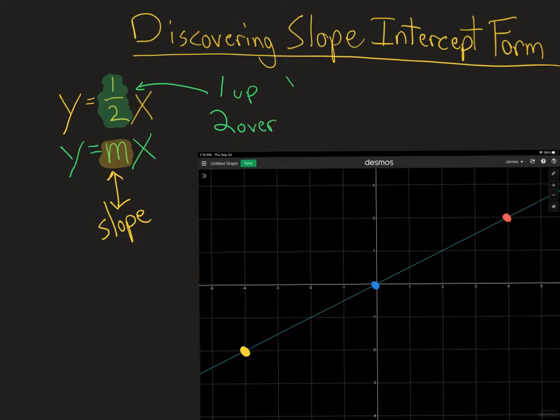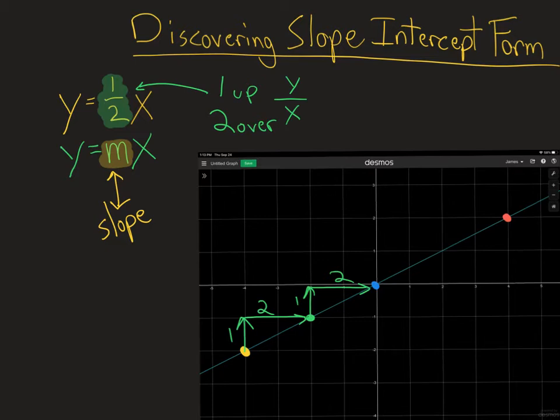It's always the y value over the x. So the 1 up is on y. There we go. The 2 over is on x. There we go. And I can keep doing that. Okay, that's how our slope translates into a line.